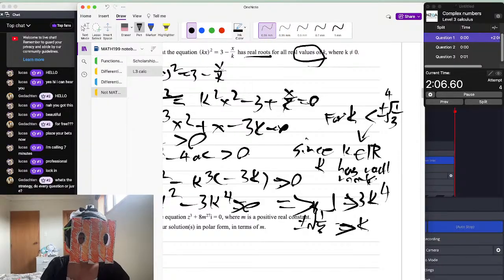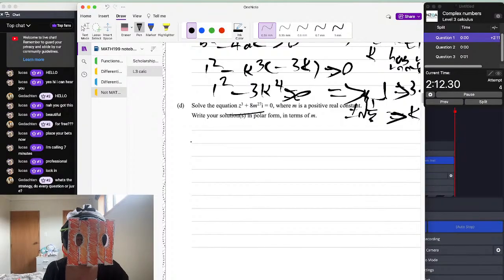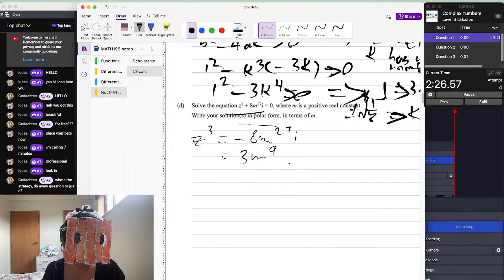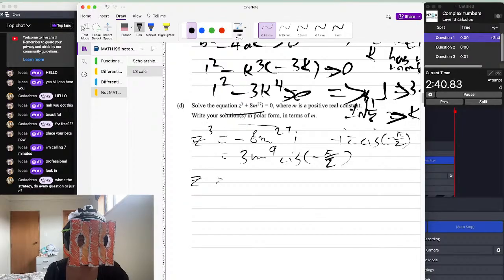Let me just make my ink smaller so you guys can see it clearly. Solve the equation z cubed, giving the solutions in polar form. z cubed equals minus 27i, and if you write it in polar form, that is 27 cis minus pi over 2, and z will be, wait, that's 3 to the power of 1 over 3, yep.